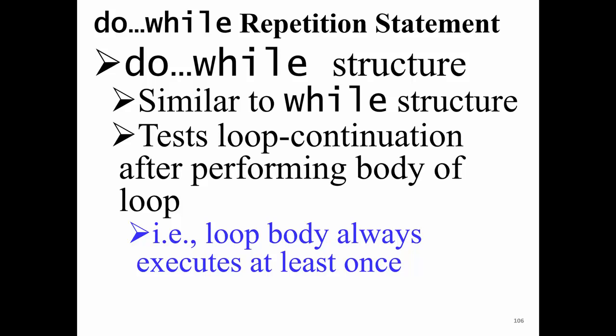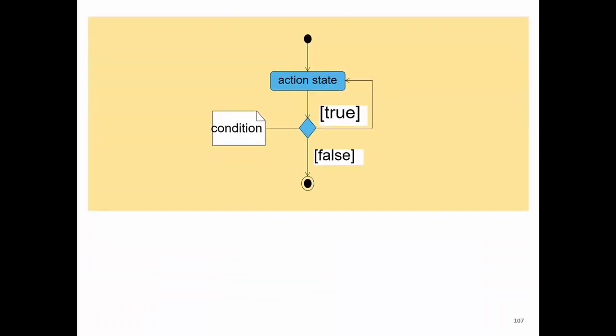Do something, then check the condition. If the condition is okay, redo the something again. But if the condition fails, you're going to exit. So a do while loop gives you one iteration. Do the action, check the condition. If the condition is okay, you go back to the actions. Otherwise, you go out.